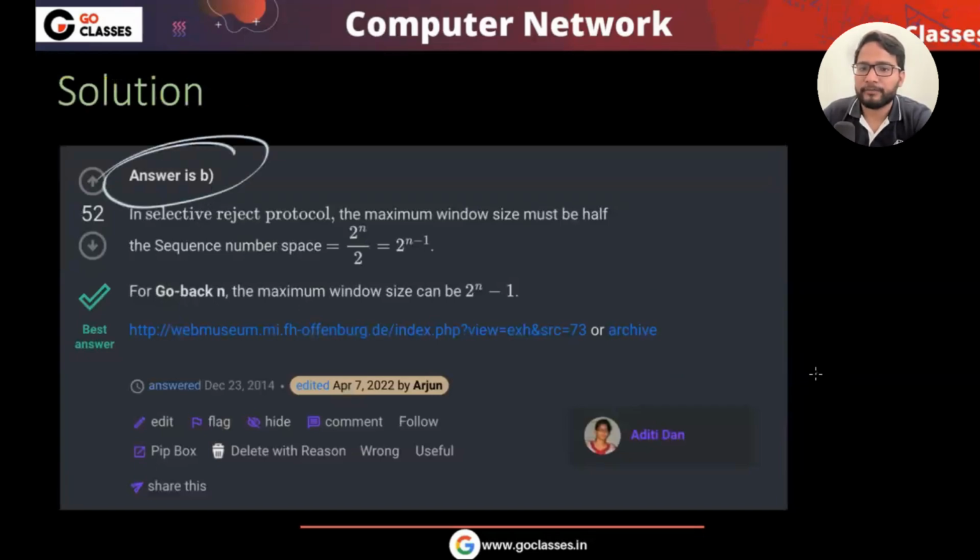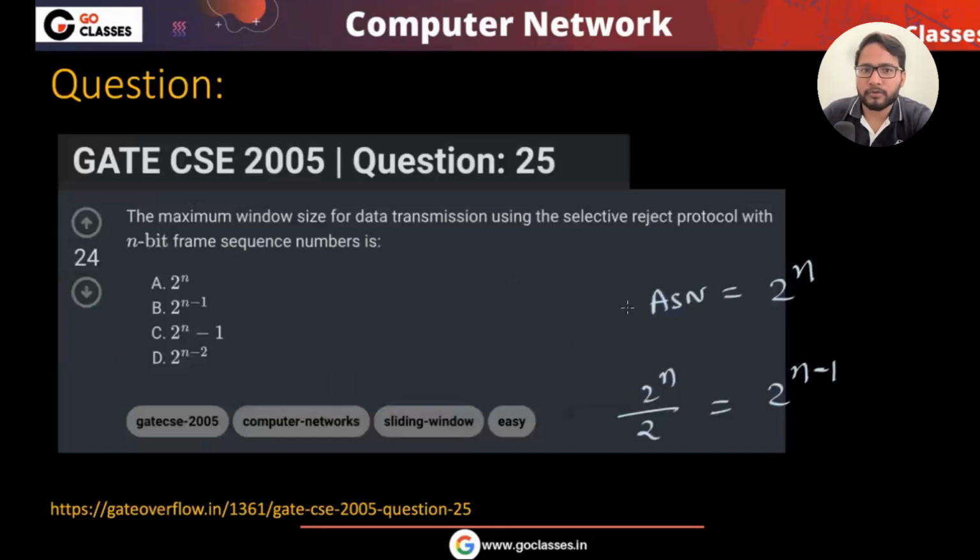Okay, understood. Suppose the same question has been asked, but for Go Back N. In Go Back N, what will we do? It is 2 power n in total, and the sender window size plus the receiver window size of 1 should be less than or equal to that. So the sender window size can be maximum 2 power n minus 1 in the base, not in the exponent. So C will be the answer if it is Go Back N.